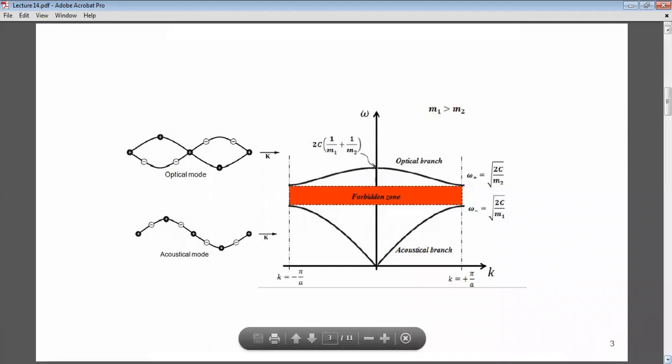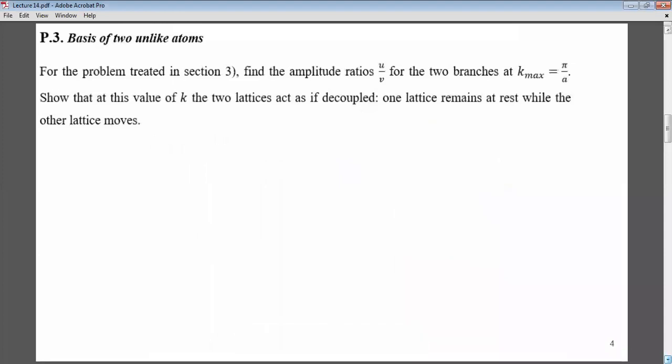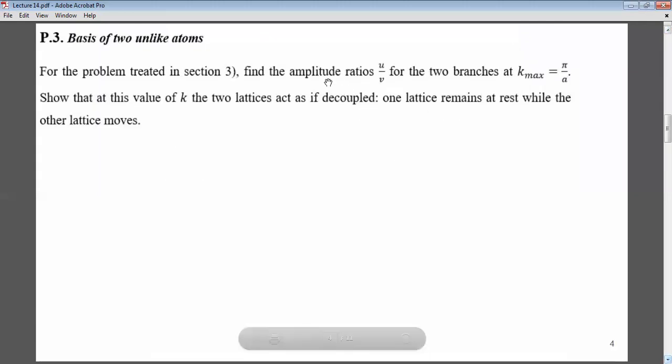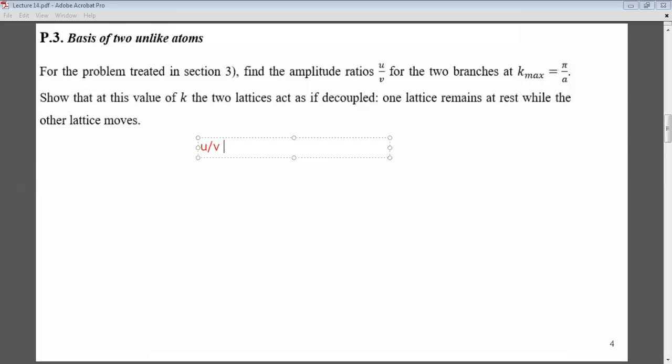And over here, it's linear, just like the case of one-atom basis. Okay, now we will solve exercises with these ideas. For the problem treated in section 3, which is this section over here, vibrations of crystals with diatomic bases, find the amplitude ratios u over v for the two branches at k maximum equal pi over a. So the question is to find what is u over v.